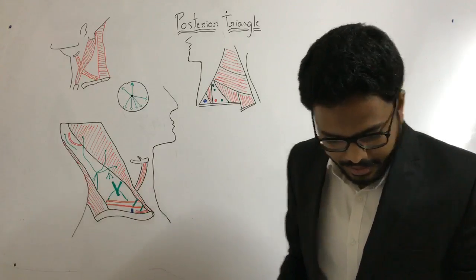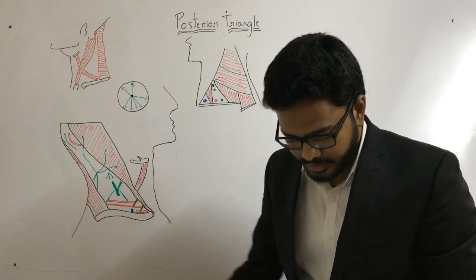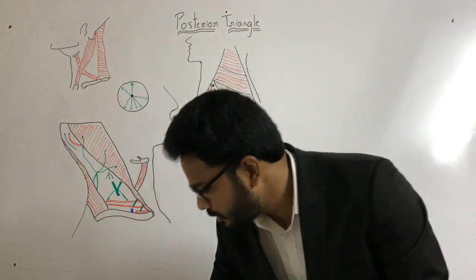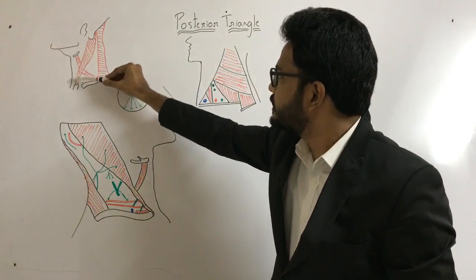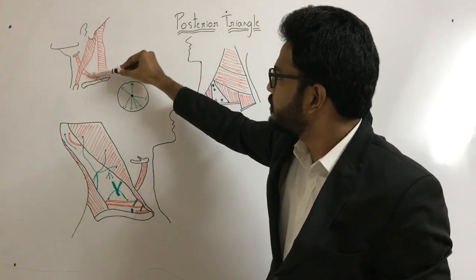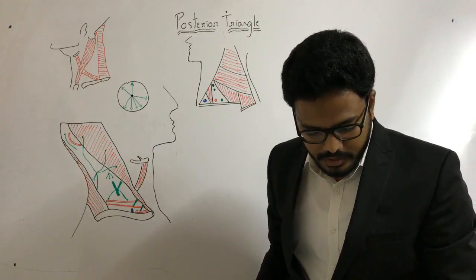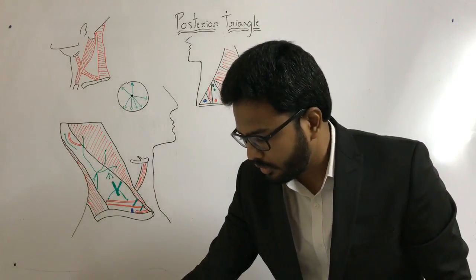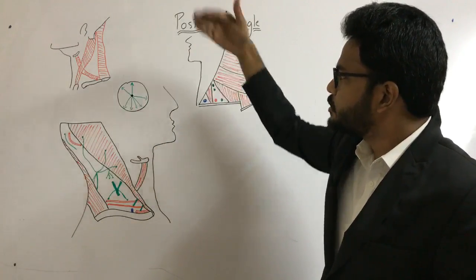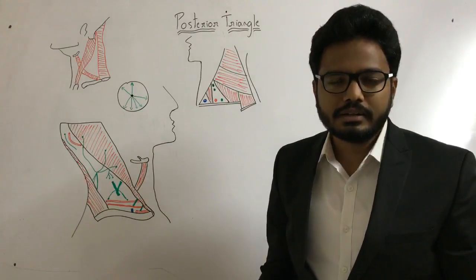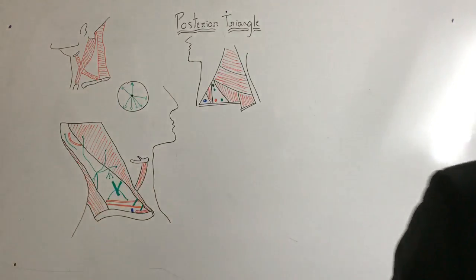The posterior triangle is a space on the side of the neck situated behind the sternocleidomastoid muscle. As you can see here, this is the sternocleidomastoid muscle. Behind it, on the side of the neck, we have this posterior triangle. The boundaries of the posterior triangle include the following: anterior, posterior, medial, lateral, superior and inferior boundaries, right? For any given triangle, we need to study them accordingly, right? Just give me 1 second.